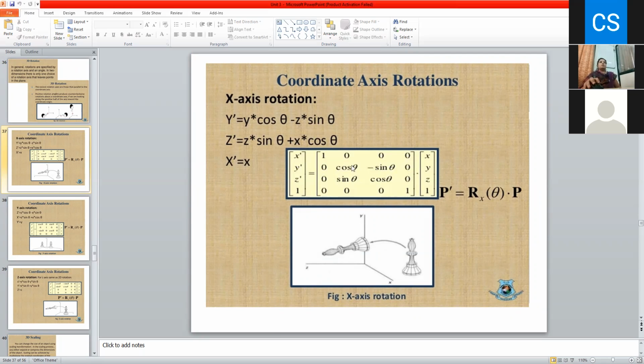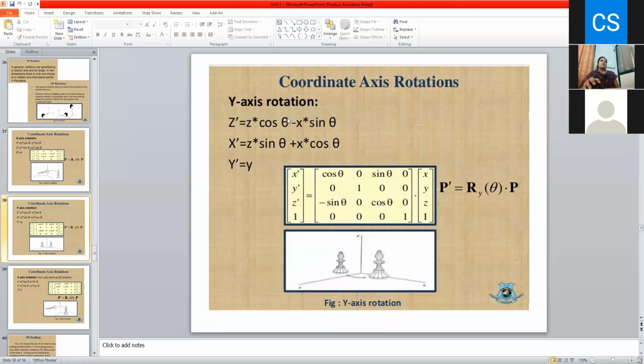So only the 4 places are there which we need to fill. Those 4 places are filled with cos theta, sin theta, cos theta, like that. As it is a positive rotation about the x-axis, that's why the minus sign will come here. Theta is the angle of rotation. Okay. Then we have seen about the y-axis.